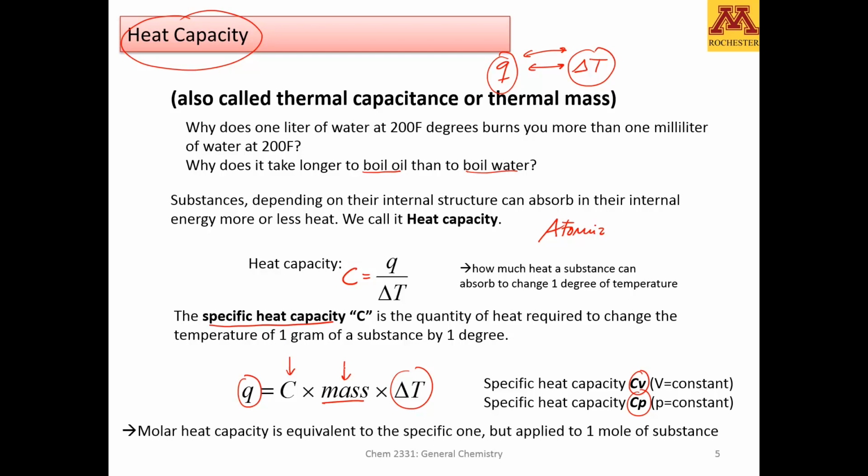When the mass is expressed in terms of moles, we will call this molar heat capacity. So specific heat capacity when the mass is in grams, molar heat capacity when the mass is in moles.